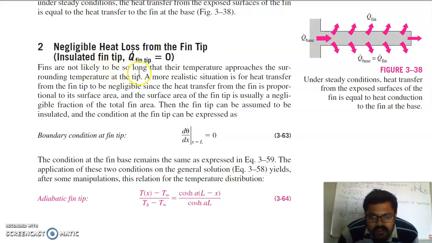Fins are not likely to be so long that their temperature approaches the surrounding temperature at the tip. A more realistic situation is for heat transfer from the tip to be negligible, since the heat transfer from the fin is proportional to its surface area and the surface area of the fin tip is usually negligible. If heat transfer is negligible, you can say it is adiabatic, or insulated at the tip, because there is no heat transfer, which resembles the case of insulation, or no heat loss. If the heat transfer at the fin tip is 0, you can write this boundary condition.